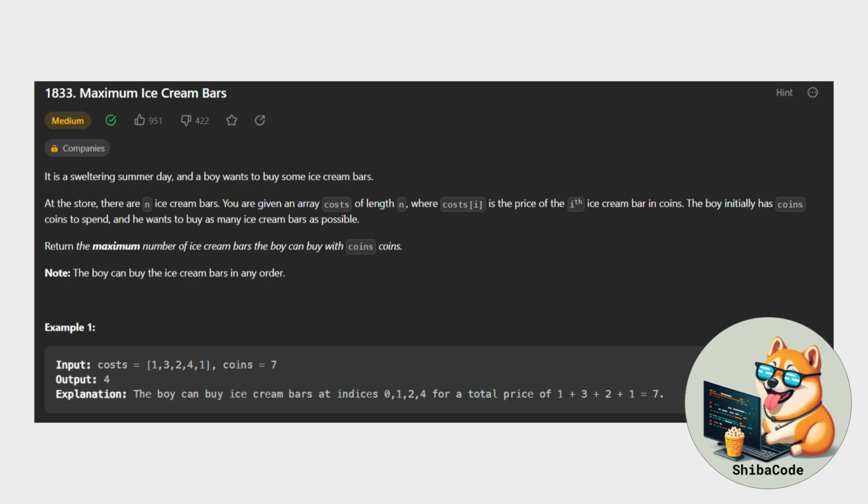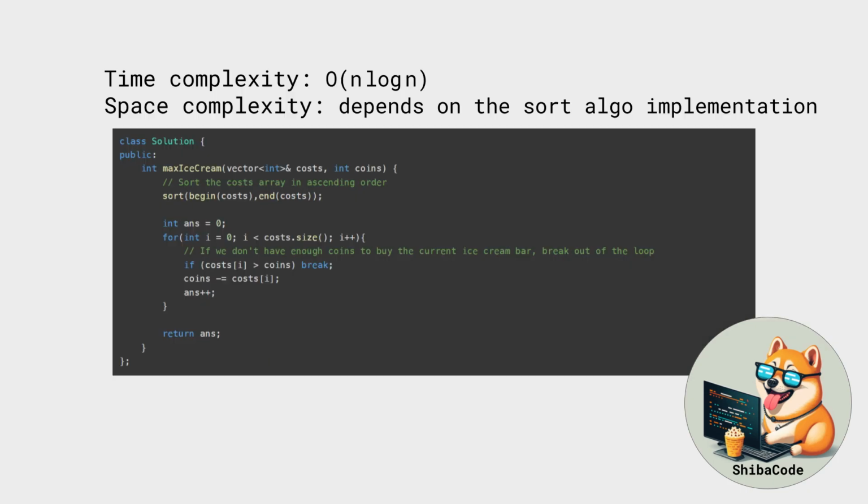The problem is to determine the maximum number of ice cream bars that can be purchased with a given amount of coins, given the prices of the ice cream bars. One simple greedy solution is to sort the prices in ascending order and buy the least expensive ice cream bars first, thus maximizing the number of ice cream bars that can be purchased. This approach has a time complexity of O(n log n) and is very easy to implement.